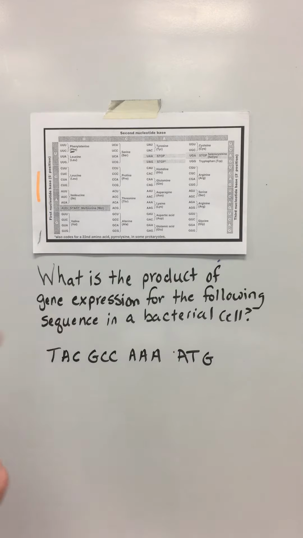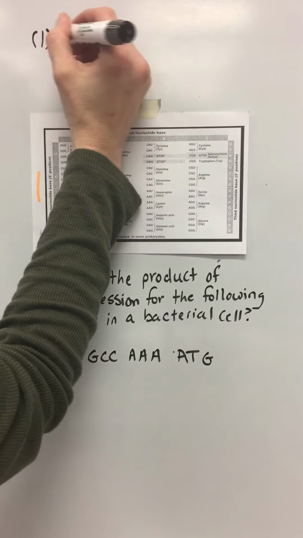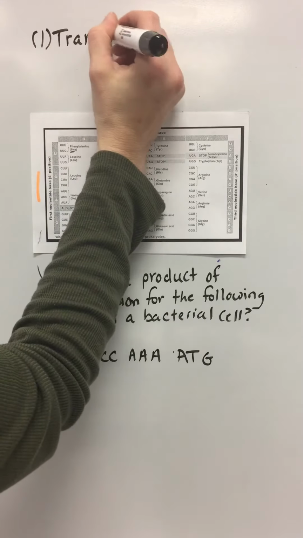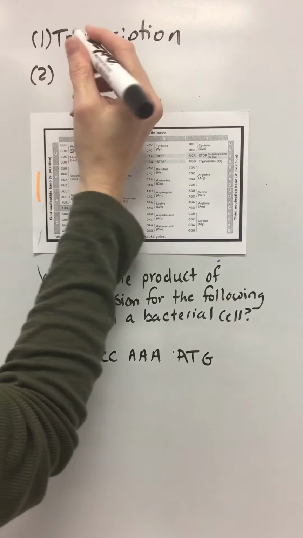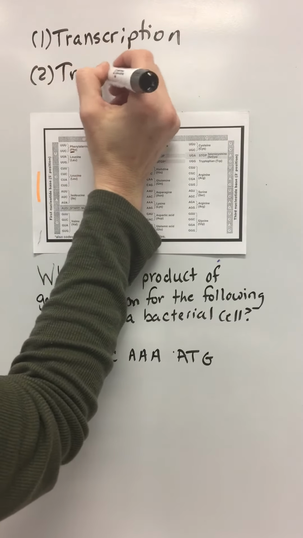Here I'm asking you, what is the product of gene expression for the following sequence in a bacterial cell? And I give you some sequence. Now, after reading through the textbook and hopefully watching the lecture videos that were provided underneath your objectives on the Chapter 7 page, you recognize there's two steps involved in gene expression. The first of those steps is called transcription. And the second step in gene expression is called translation.